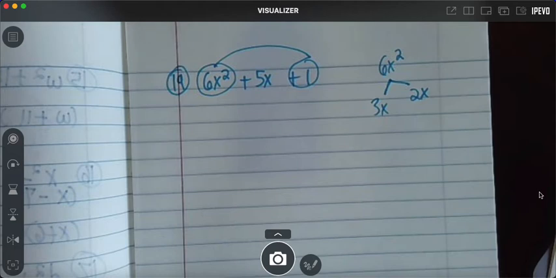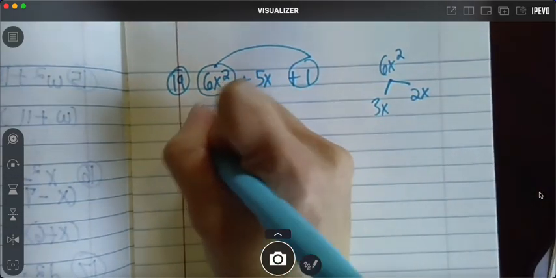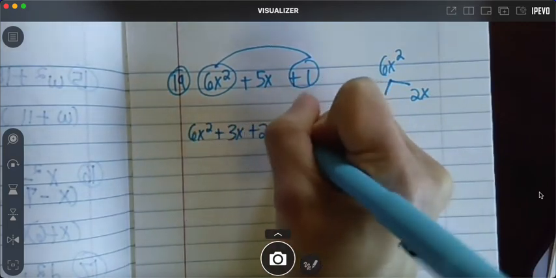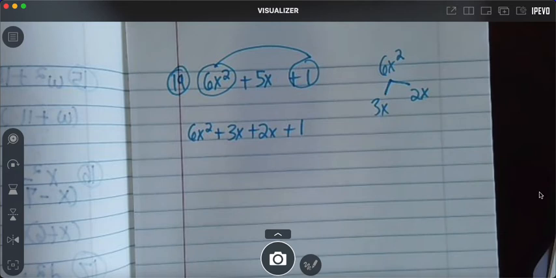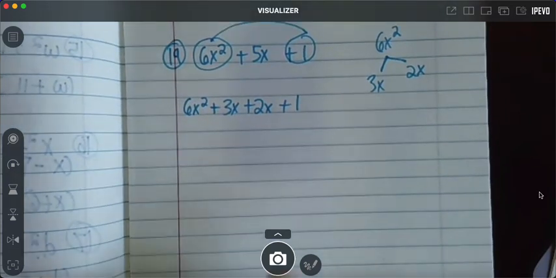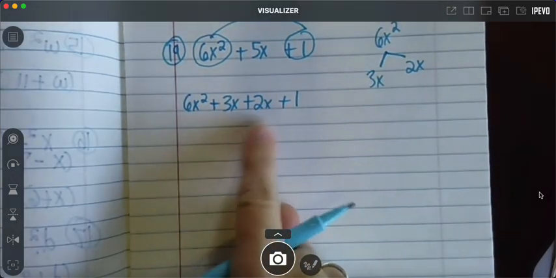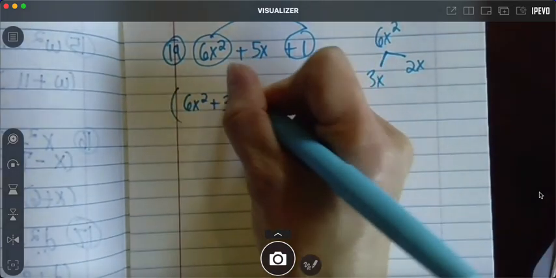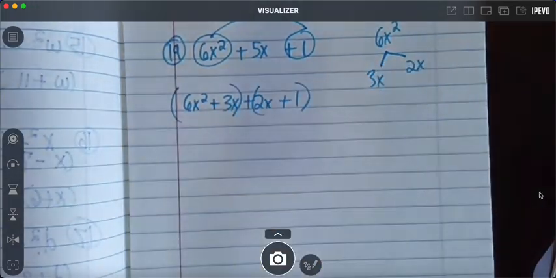Everything else I'm writing down the same. 6x squared, a 3x, a 2x, and a 1. Do y'all see how the only thing I changed was the 5x? And I wrote something that was equal to it. Do we get this? You have to remember these steps. Then you group, which is what you do on number 30. I'll do number 30 in just a little bit. You're grouping these 2 together, and you're grouping these 2 together.